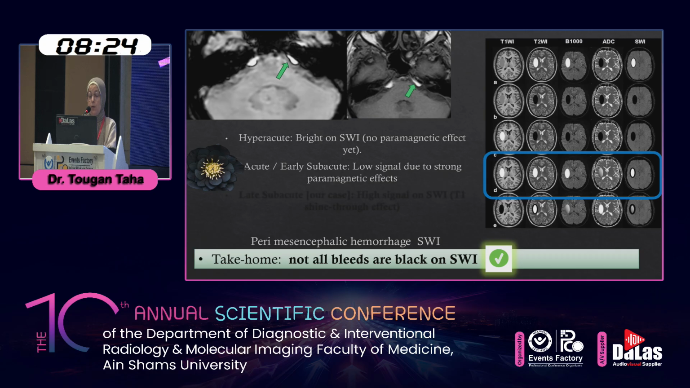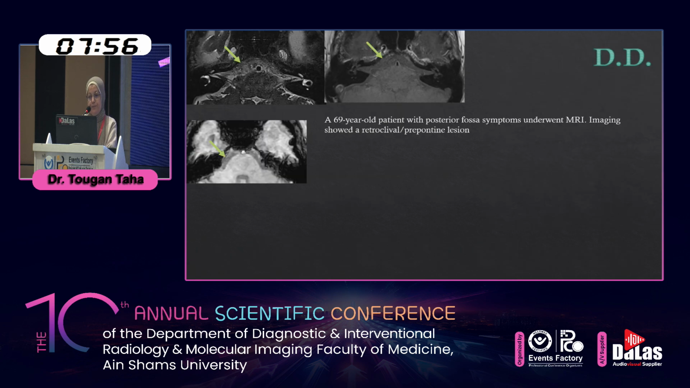The famous blooming of the blood on SWI occurred in the acute or early subacute stage. Low signal due to strong paramagnetic effect is the cause of this blooming. The late subacute stage, as in our case, shows high signal on SWI because of T1 shine-through effect. And the take-home message: not all bleeds are black on SWI.